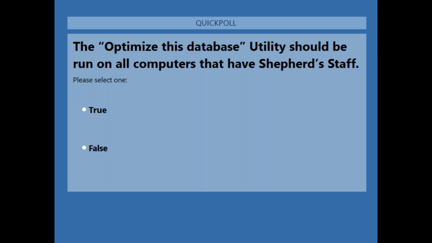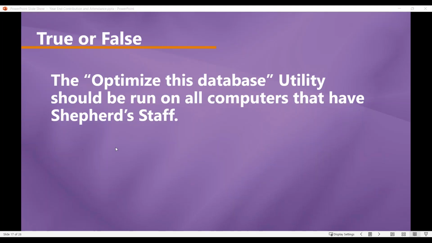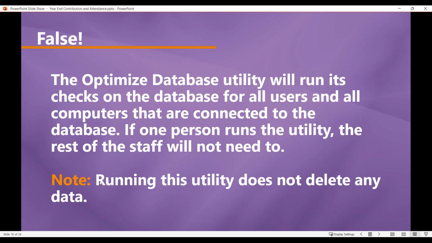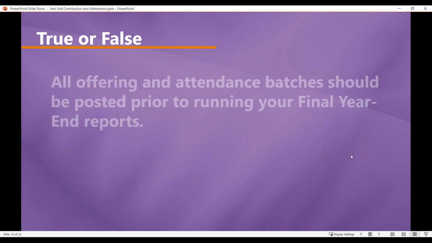Okay, it looks like most of you have voted, so I'm going to close the poll. And then let's go to the answer. So the answer is false. The optimized database utility will run its checks on the database for all users and all computers that are connected to the database. If one person runs the utility, the rest of the staff will not need to. Now let's go to the next question. Oh, as a note, running this utility does not delete any data.